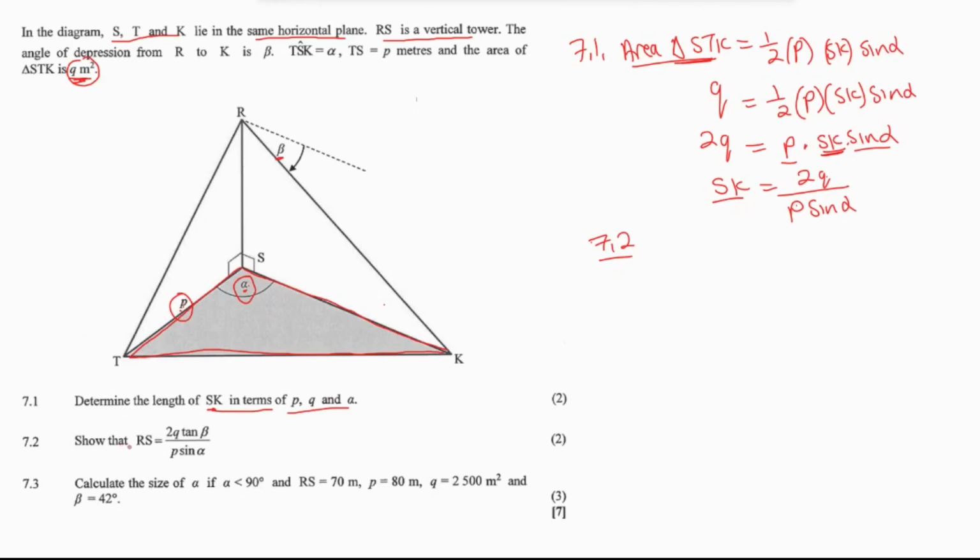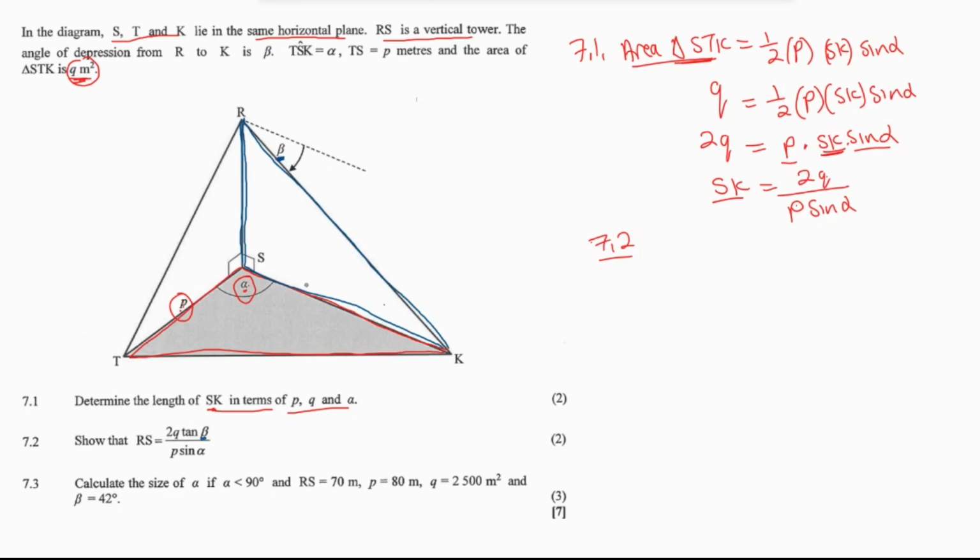7.2. Show that RS is equal to 2Q tan beta divided by P sine alpha. So we're looking at RS, which is this. That's what we're looking for. So we have to bring in angle beta there. All right, we have angle beta, which is this. Which triangle should we use here? We should use triangle RSK, because with triangle RSK, we have the side RS and angle beta.